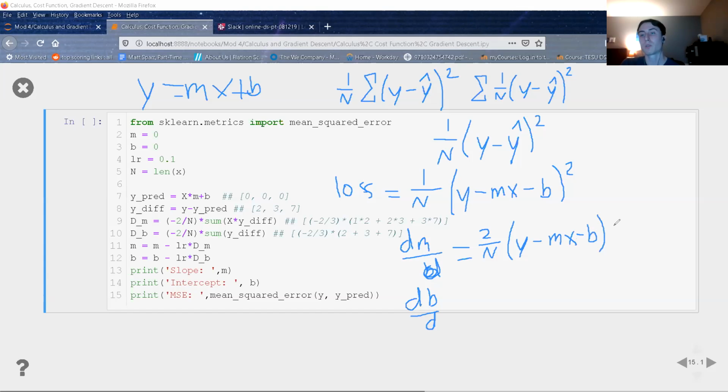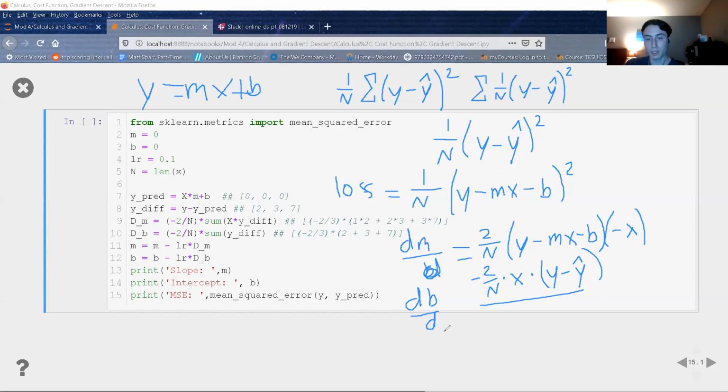And then we have to multiply it by the derivative inside. So if it's with respect to m, our derivative is going to be minus x. So we could move this around a little bit, and it's basically minus 2 over n times x times our y true minus y pred. So basically y minus y hat, we can just put that back together. So the derivative with respect to our slope at any given point is going to be equal to this here.